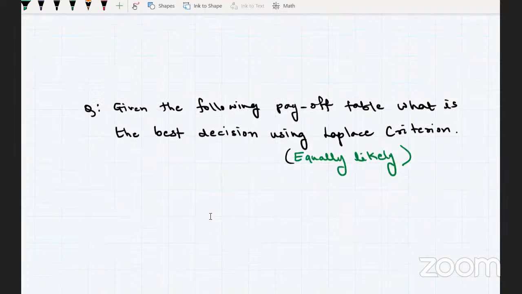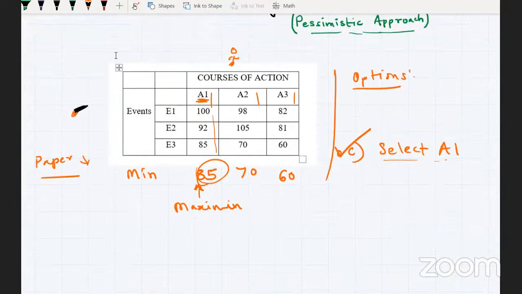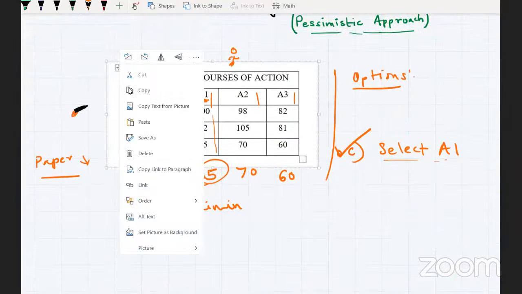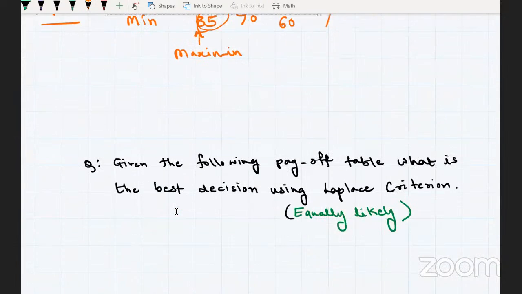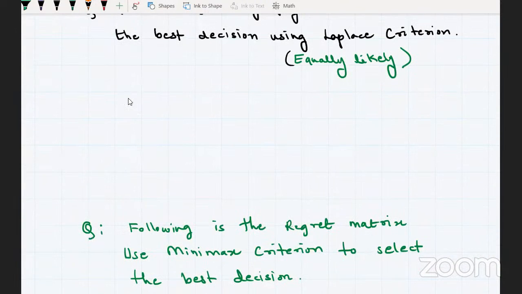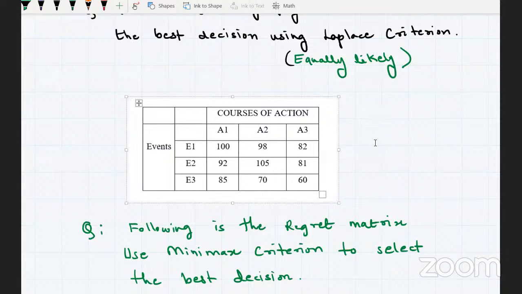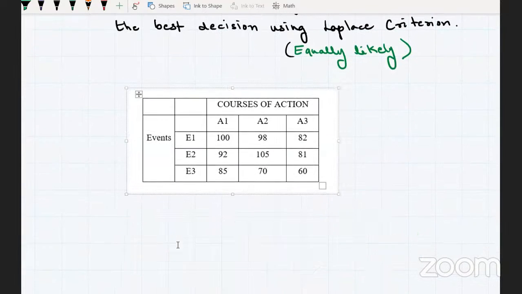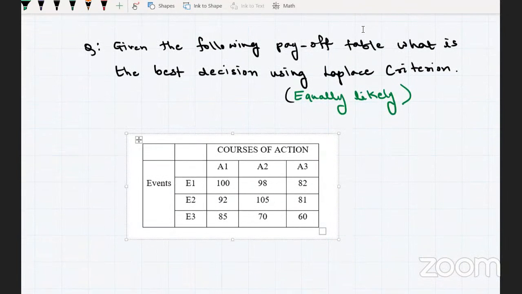Oh, I forgot to copy the same table over here. Just give me 1 second. Now the next question is about the Laplace criteria. Yeah, this is the third question now. So again, for my convenience, I have taken the same table.